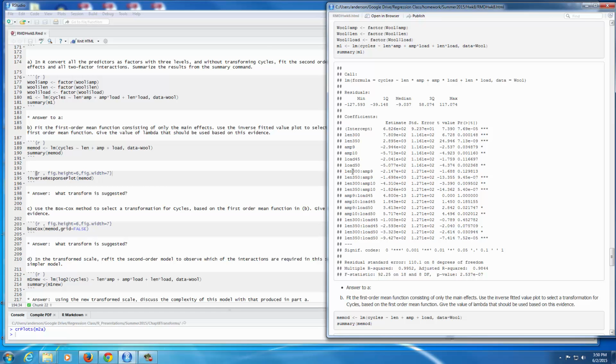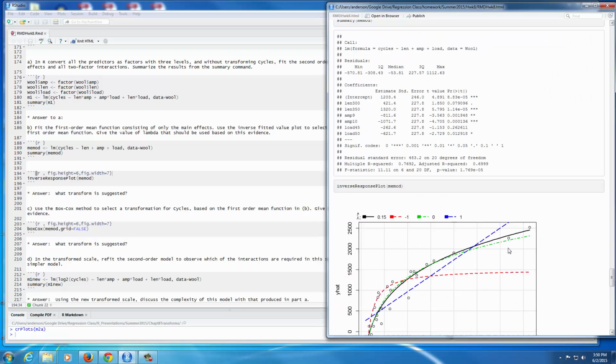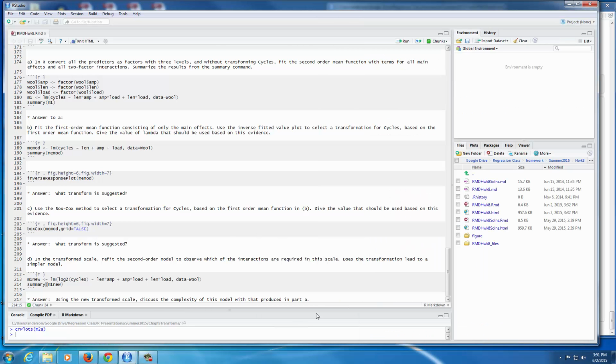And notice that there were a lot of significant two-way interactions up here in this first model where cycles was not transformed with a log transform. But in the model where we do use the log transform of cycles, notice that a lot of these two-way interactions are not significant anymore. And that is a pretty big reduction in complexity, and that's kind of what you're supposed to notice about those two models. And so be prepared to discuss that in one of them the model seems much more complex and hard to interpret and understand than in the other case.